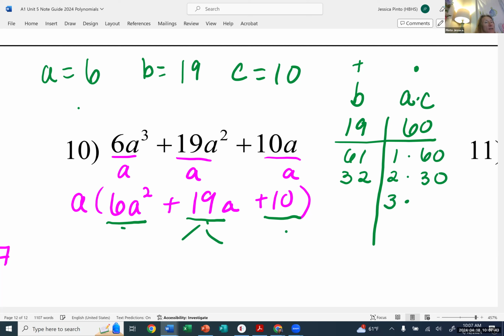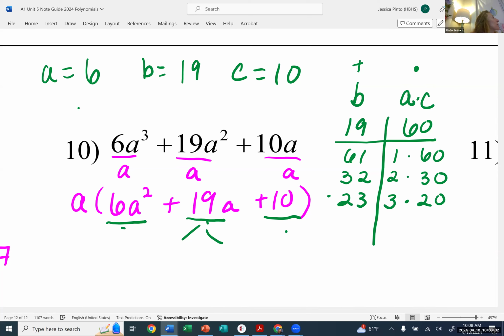3 and 20, very good. That's going to be 23, not the number we're looking for, but 23 is way closer to 19 than 32 was. As the numbers get closer to the number we want, we get excited. We're getting closer to the right combo.